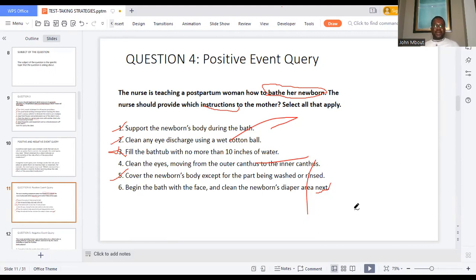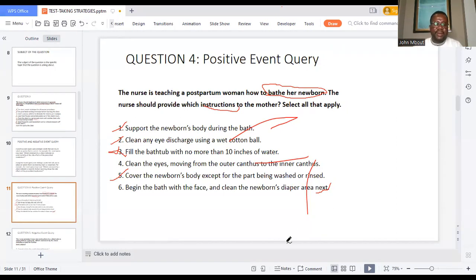And if the answer is 1, 2, 5, and then you add 6, when you choose a wrong option, the whole question is wrong. They don't give 0.5 or 0.75 marks, no. If you had to choose 1, 2, and 5, and you choose 1, 2, is wrong. You have to choose all the right options to be able to earn a mark. So this question is about positive event quorum. They want you to pick out the positive teachings.